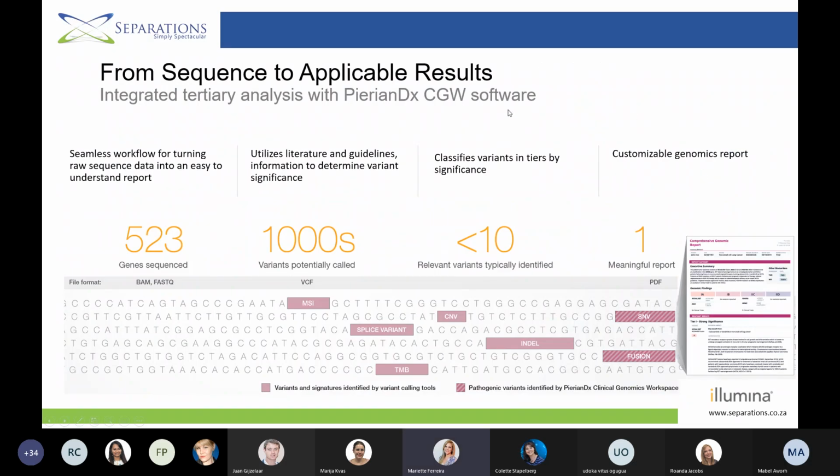So with Perion DX, it's a really seamless workflow for turning your raw sequencing data into an easy to understand report for your typical clinician. So we've sequenced 523 different genes. Then the software utilizes literature and guideline information to determine your variant significance, and it classifies those variants in types by significance. And in the end, you end up with one customizable genomic report.